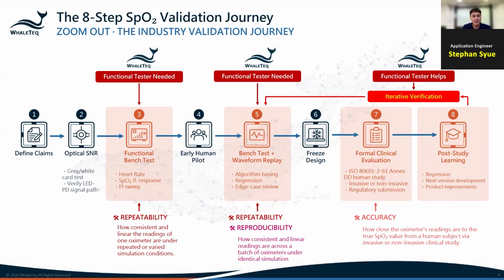Right. So a functional tester cannot replace a clinical study, but accuracy is mathematically impossible without first achieving repeatability and reproducibility. Those two make the electronics stable and readable. Based on those, we can really go for accuracy.